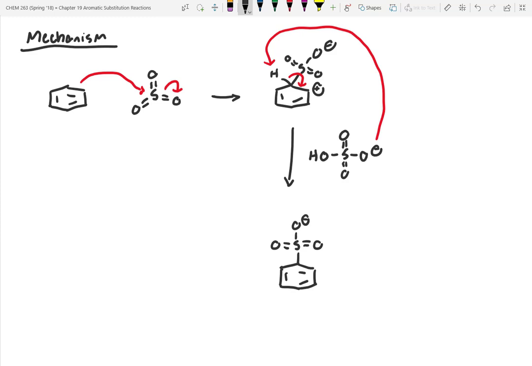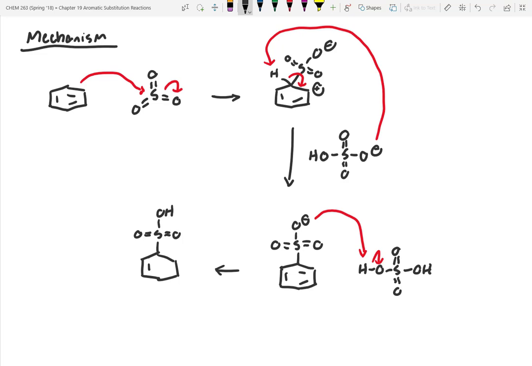And then in your next step, you've got this sulfuric acid floating around as your solvent. And because it's such a strong acid, it can actually protonate that oxygen in order to make a sulfonic acid. The cool thing with this is if you want to go back to square one, back to your aromatic compound, all you need to do is run this reaction in dilute sulfuric acid.